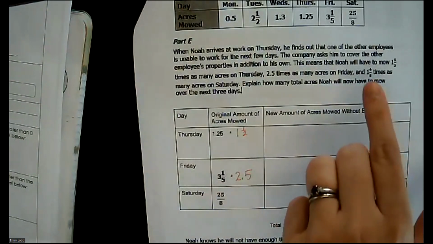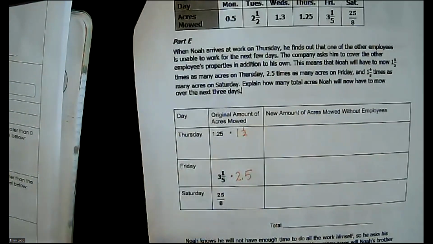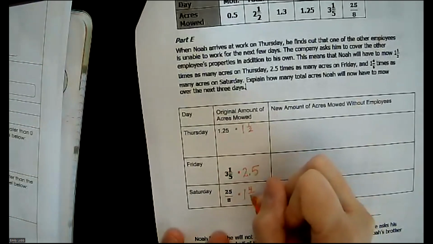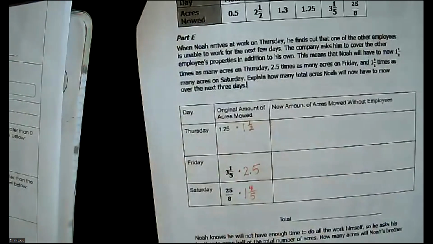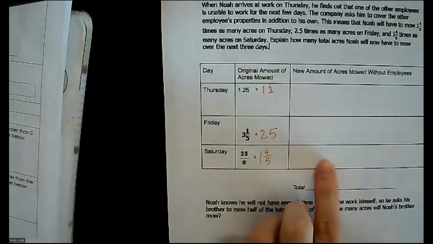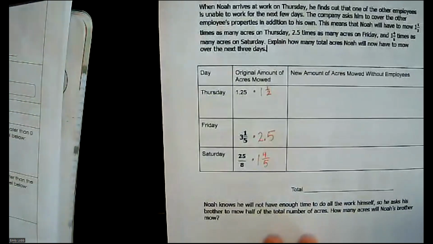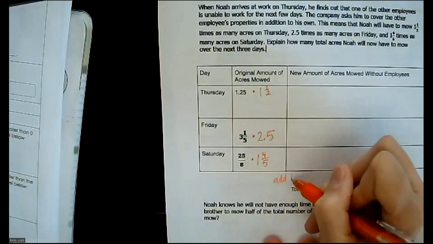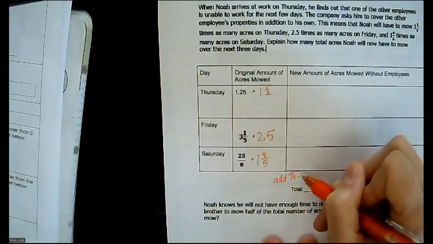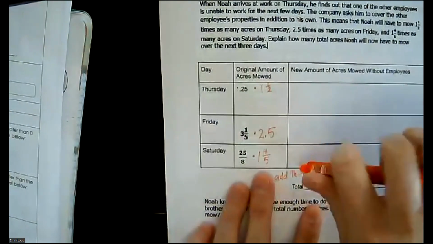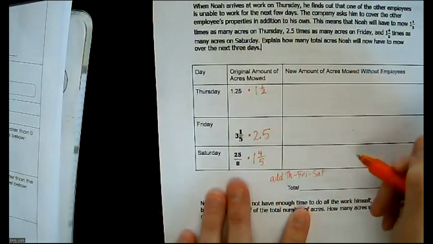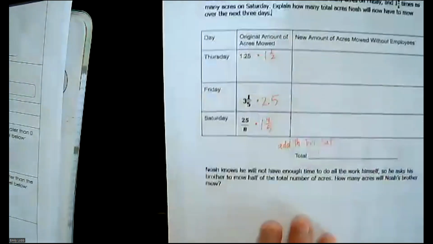And on Saturday, 1 4/5 times 1 4/5, we're gonna call it, because 6 is a repeating decimal, to get your new amount. Then, to get your total, you're going to add these up. Add Thursday through Friday. I'm sorry, through Saturday. Add Thursday, Friday, and Saturday. This plus this plus this equals this.